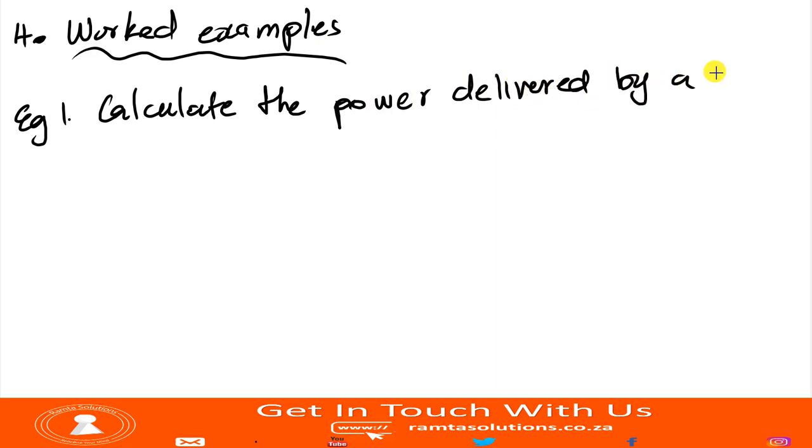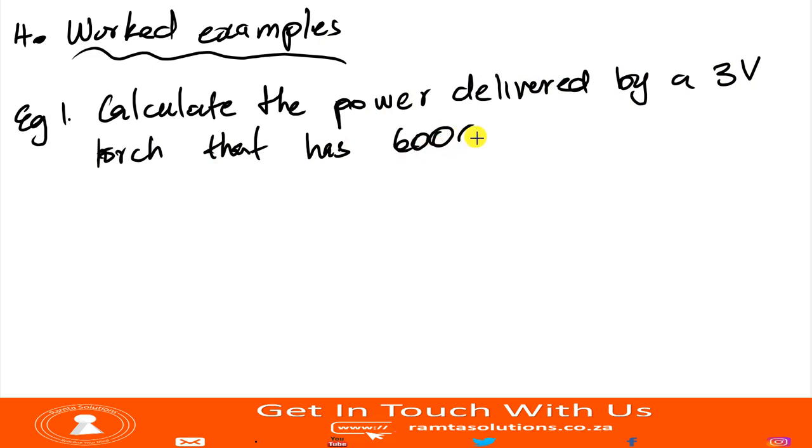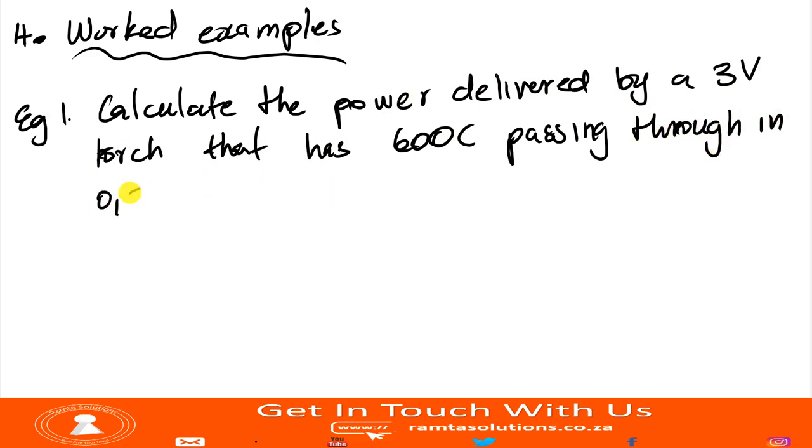A 3-volt torch that has 600 coulomb passing through in 0.5 hours.